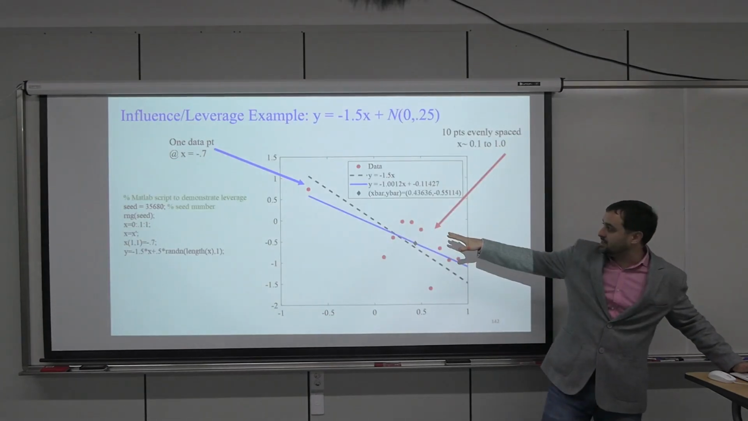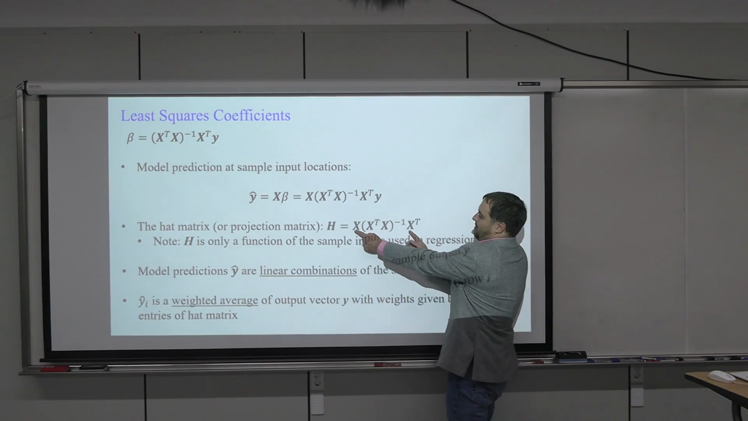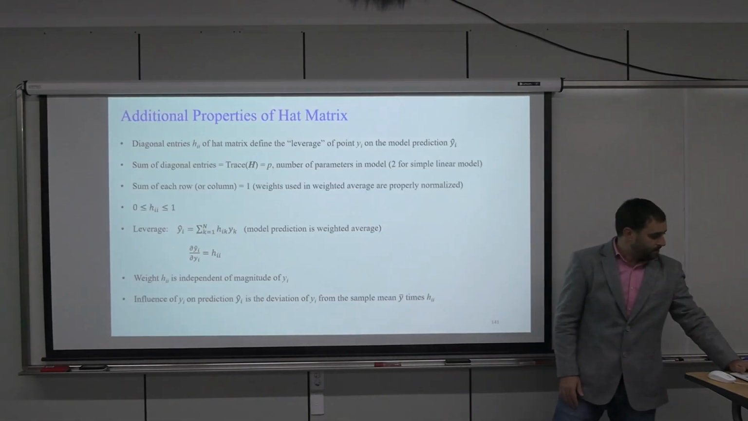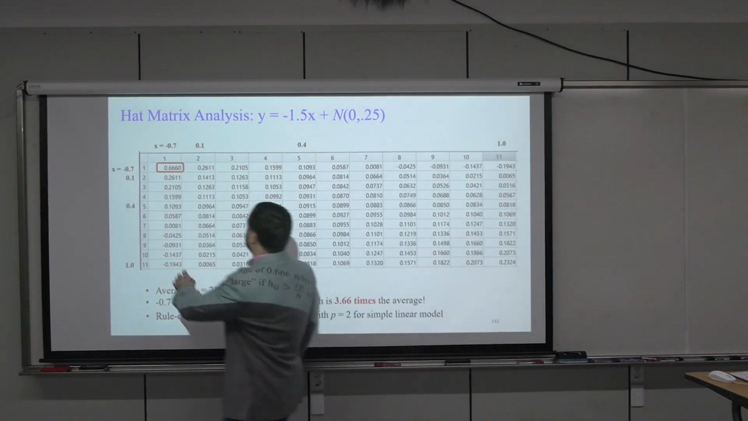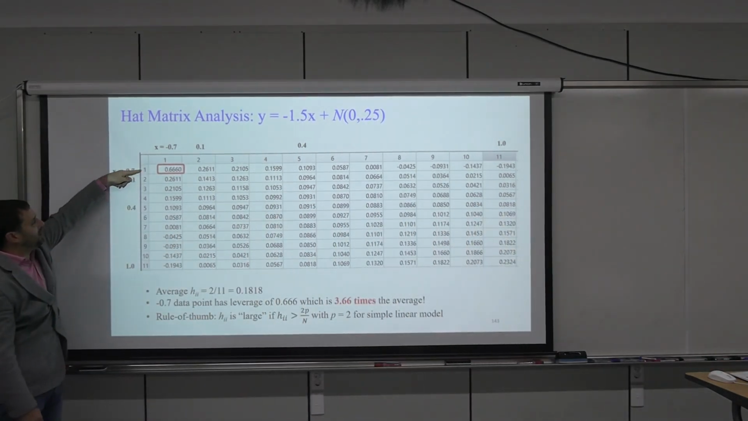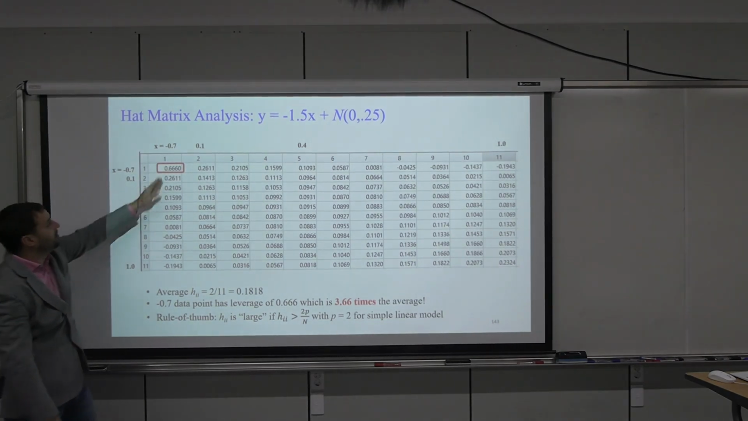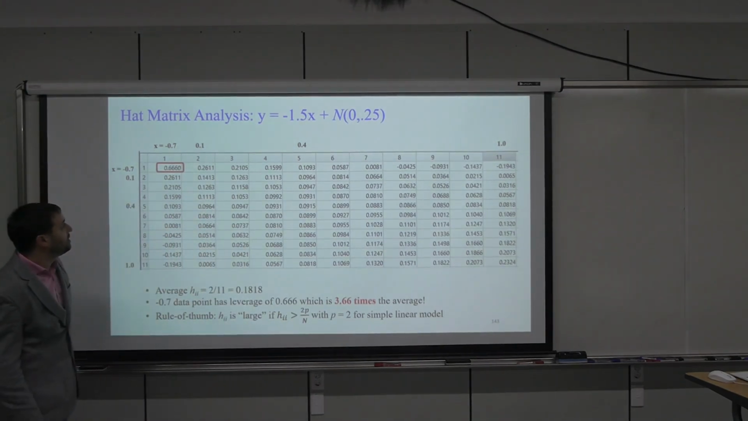So this is the data set, and for a simple linear regression model, I'm actually showing you the hat matrix. I have some indexes here for you. Row 1 is negative 0.7, row 2 is 0.1, and we're going in 0.1 increments down to 1. And of course, same along the column levels.